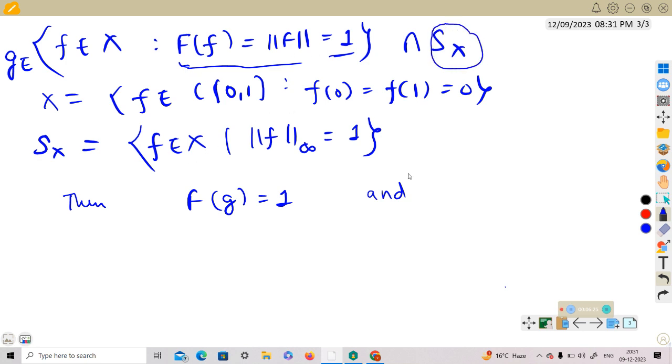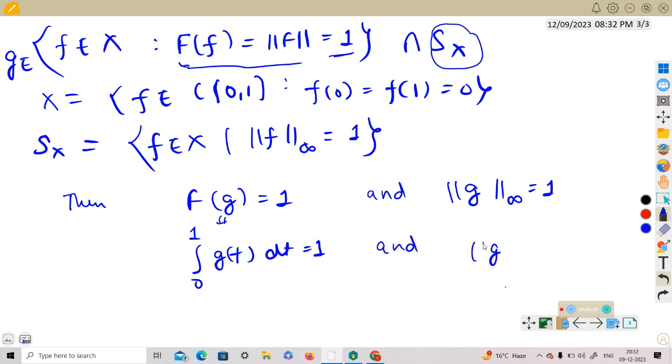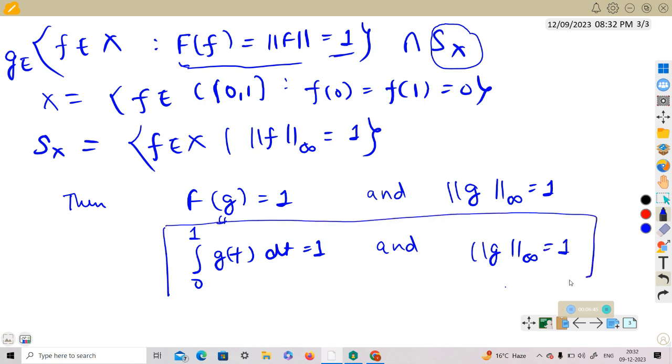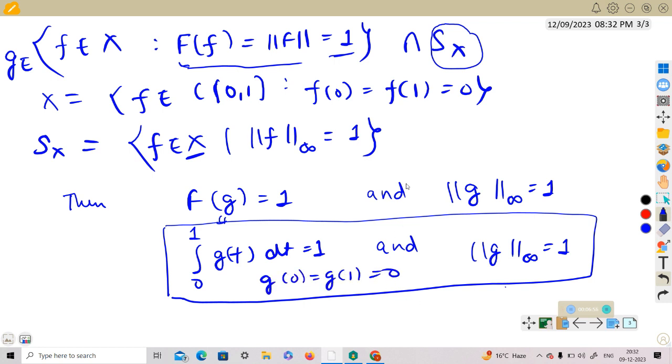So what should we have? We have the infinity norm of g is equal to 1. F(g) is equal to 1 implies the integral of g(t) from 0 to 1 dt is equal to 1, and the infinity norm of g is equal to 1. Also note that g belongs to X too. So g(0) is equal to g(1) is equal to 0 from the definition of X.